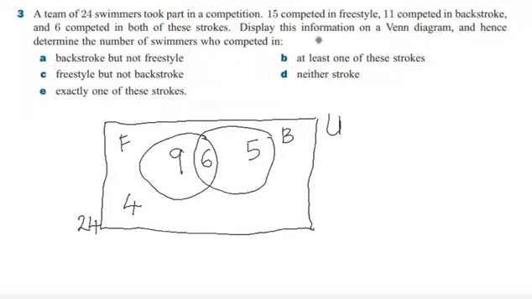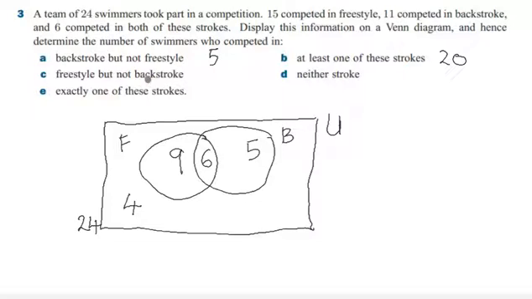So now we can answer our questions easily. Determine the number of swimmers who competed in backstroke but not freestyle. That's another way of saying the number of swimmers who competed in backstroke only, and that's just 5 of them. Now B says at least one of the strokes, a minimum of one of the strokes, freestyle or backstroke. That will be 9 plus 6 plus 5. 9 plus 6, 15. 15 plus 5, 20 swimmers.